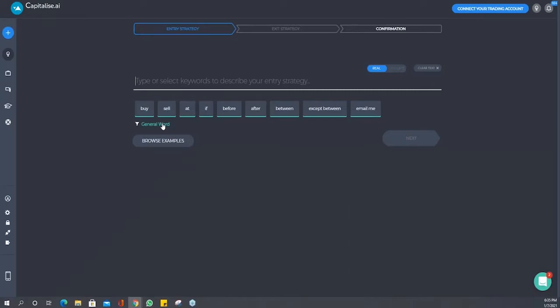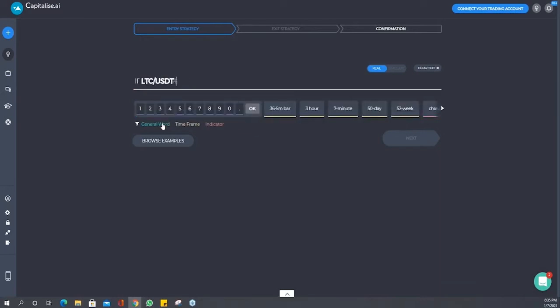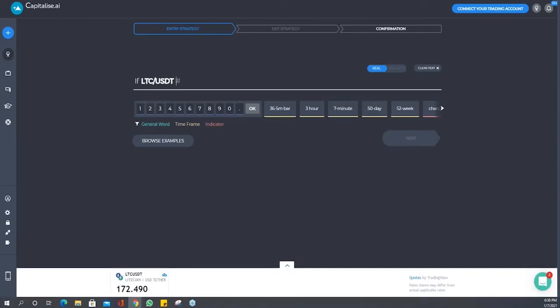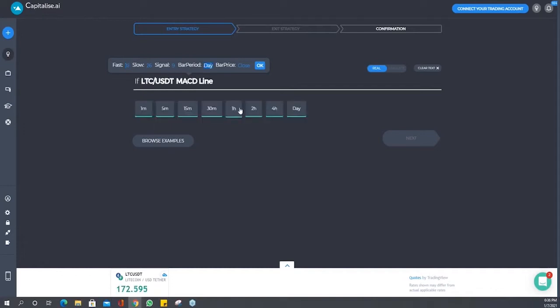Let's go, let's say LTC USDT, MACD. Anytime you bring up an indicator, you're going to notice that the parameters appear up here. So you can adjust the parameters to whatever you usually trade with. I don't know, let's run this on an hour.